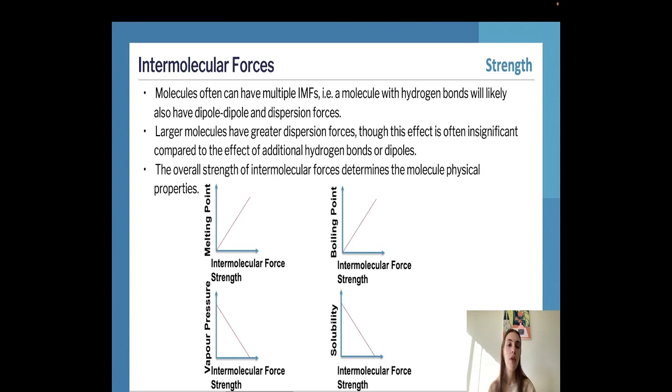And so the overall strength of these intermolecular forces is going to determine the molecule's physical properties. And so these physical properties are going to include melting point, boiling point, vapor pressure, and solubility. So with melting point, as the intermolecular force strength increases, there'll be greater melting point. And so this is because in order to melt a molecule, you have to separate the intermolecular forces between the individual molecules. And so this is then what allows it to go from solid. You then separate all those intermolecular forces and the molecules are able to spread out, thus melting. And then they go on from being a liquid to then being boiled if you continue heating them.